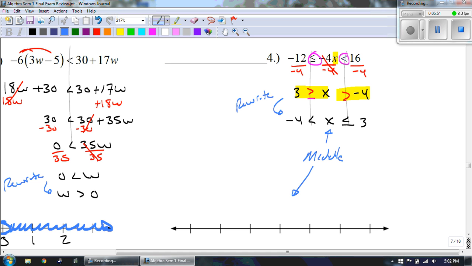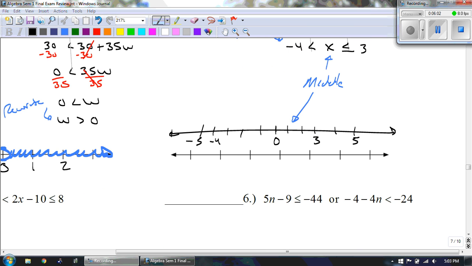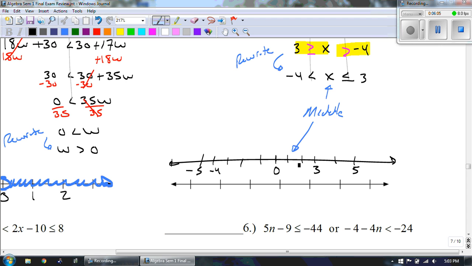Okay, so yours is going to have a different graph because I printed this wrong on mine. So hold on just a sec. Okay, so I don't know what yours is going to look like, but this is what mine looks like. At -4, I'm going to be open. At 3, I'm going to be closed. And then I'm going to shade everything in the middle. Okay? Alrighty.